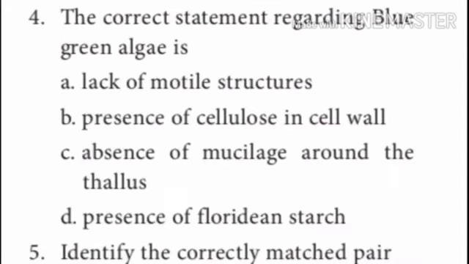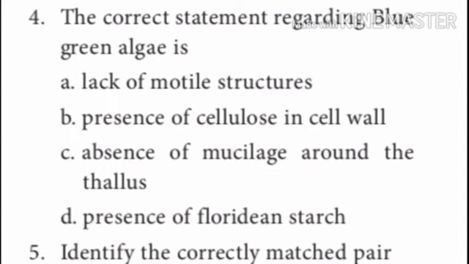Choose 4. The correct statement regarding blue-green algae is dash. So here of the 4 statements, 3 are wrong and only 1 is correct, which we are going to find now. A. Lack of motile structure. B. Presence of cellulose in cell wall. C. Absence of mucilage around the thallus. D. Presence of Floridian starch. Of these 4 statements, 3 are wrong and only 1 is correct.